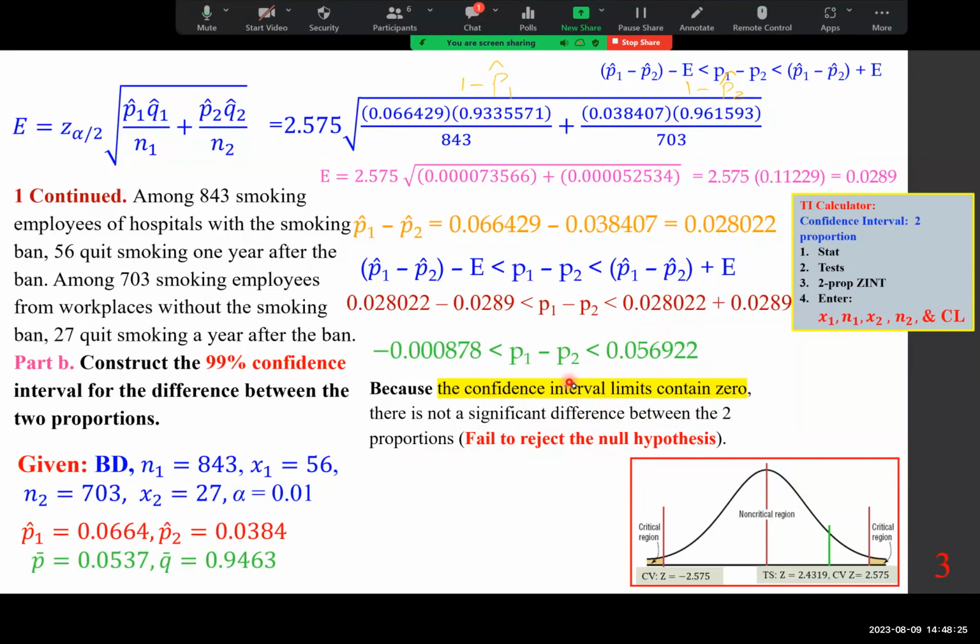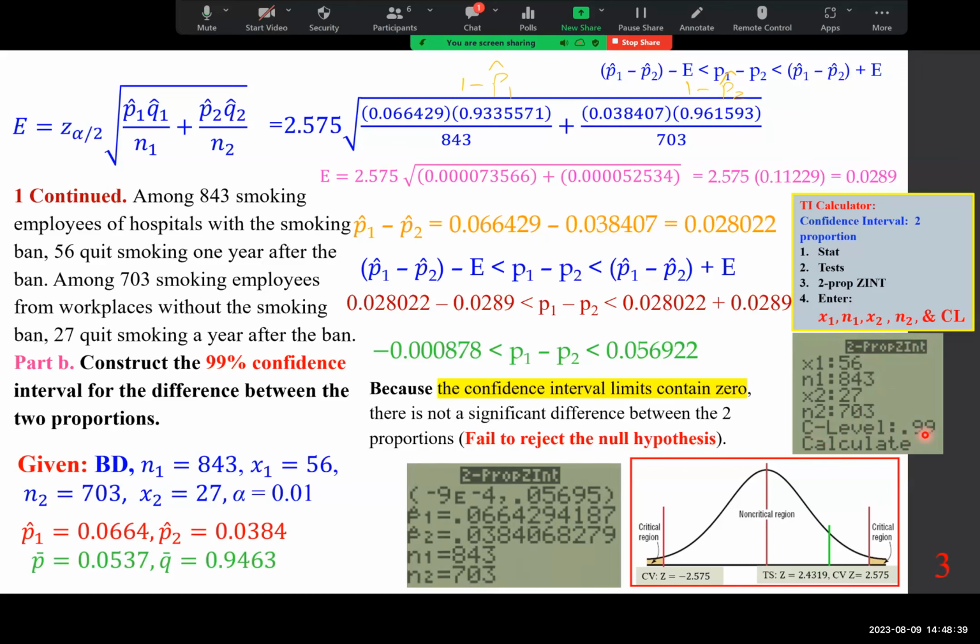Doing it with the technology, confidence interval 2 proportion. So we plug in X sub 1, N sub 1, X sub 2, N sub 2. This is 2 proportion Z interval. Confidence level of 0.99 or 99%. It gives you this answer. Again, P1 hat, P2 hat, N1, N2 are given. Also, here's the confidence interval.